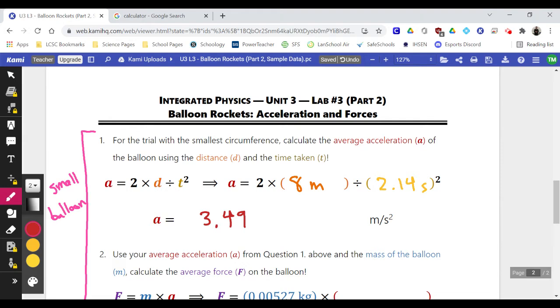Now, if you don't have a squared button on your calculator, or you can't figure out how to use it, there's a safer way you can do it. It just takes a little bit more work. When you take something squared, it's basically like doing the same thing twice. So if I'm dividing by something squared, I'm basically dividing by that same number twice. Or if I'm multiplying by something squared, I'm basically multiplying by that same number twice.